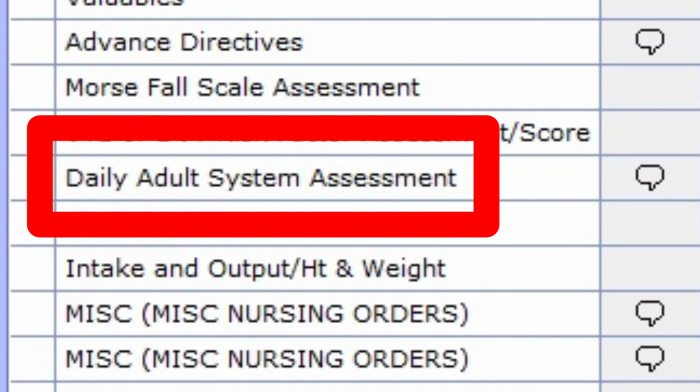Then the next is the daily adult system assessment. Here basically you're just assessing your patient. It's usually from head to toe. In the previous documentation system that we were using, Cerner.